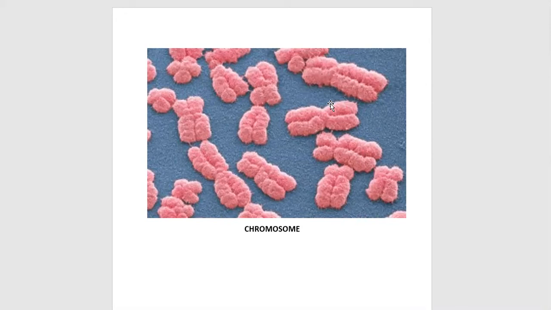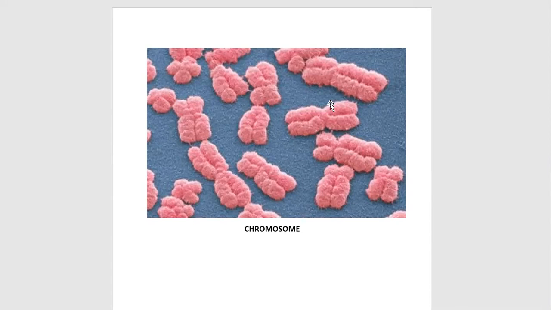Whenever a cell prepares to divide, at that time the chromatin fibers coil and condense further, becoming so thick that they can be distinguished as chromosomes. At that stage, these chromosomes pick up certain dyes and get colored. That's why we can see them, and that's why they are named like that: the word somes comes from the word soma, which means body, and the chromo part comes from the word chroma, which means colored.